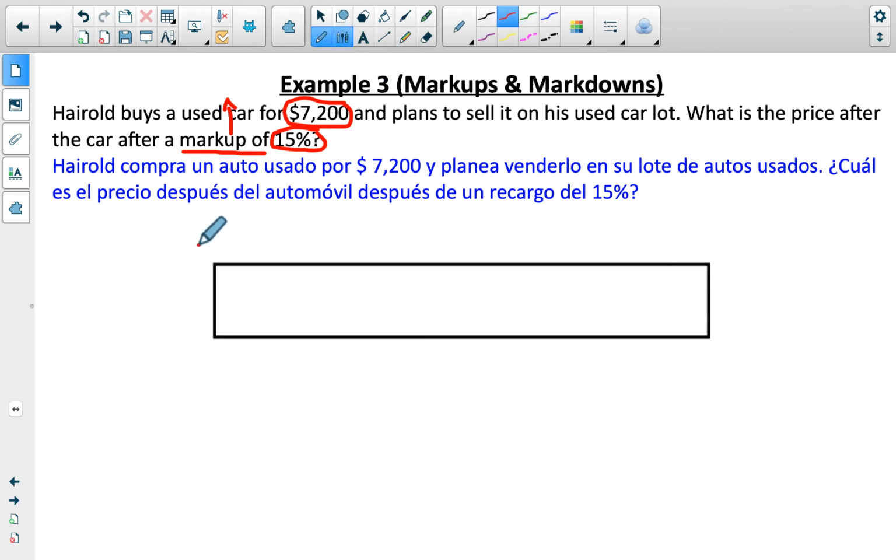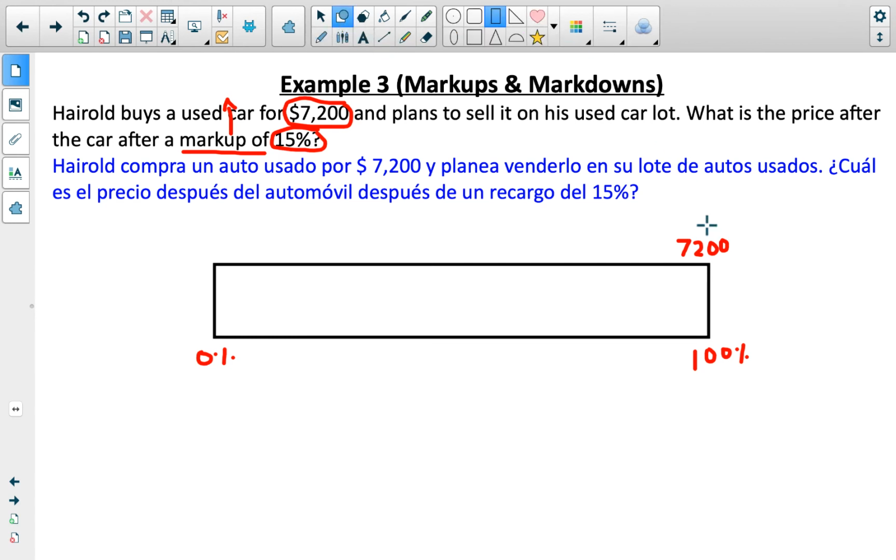Start with the essentials. This is 0%. Actually, just to show you, I'm going to write this on the bottom this time. This is 0%. And let me make this over here 100%. So that means my numeric values are going to go on the top and my percentages are going to go on the bottom. It's not going to make any difference. Now, he bought a car for $7,200 and then he marked it up 15%. So the starting point is this $7,200. It's our 100% total.